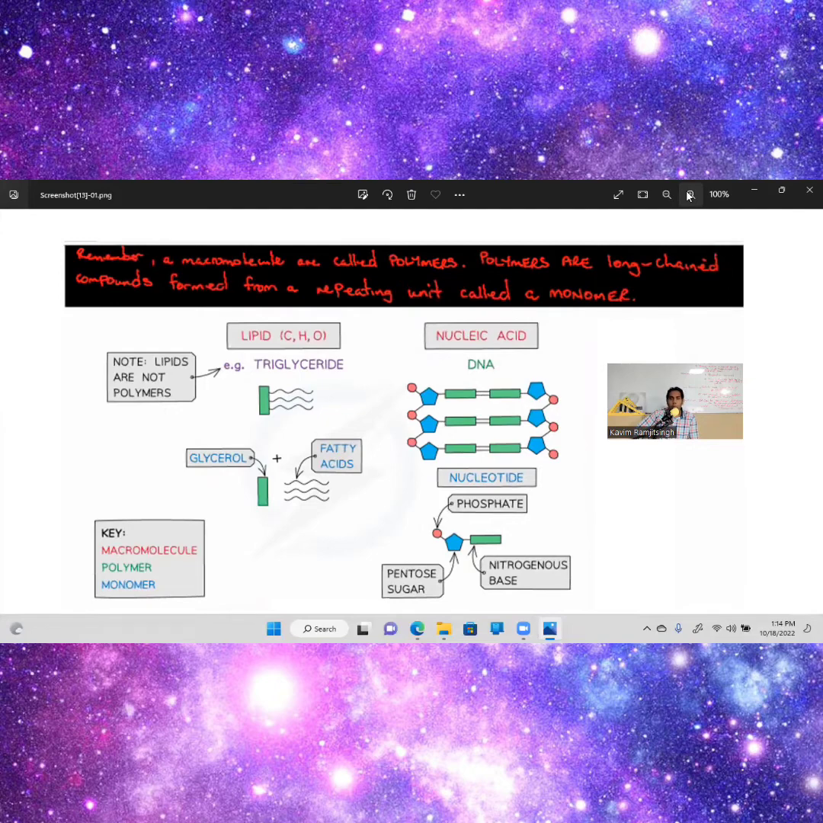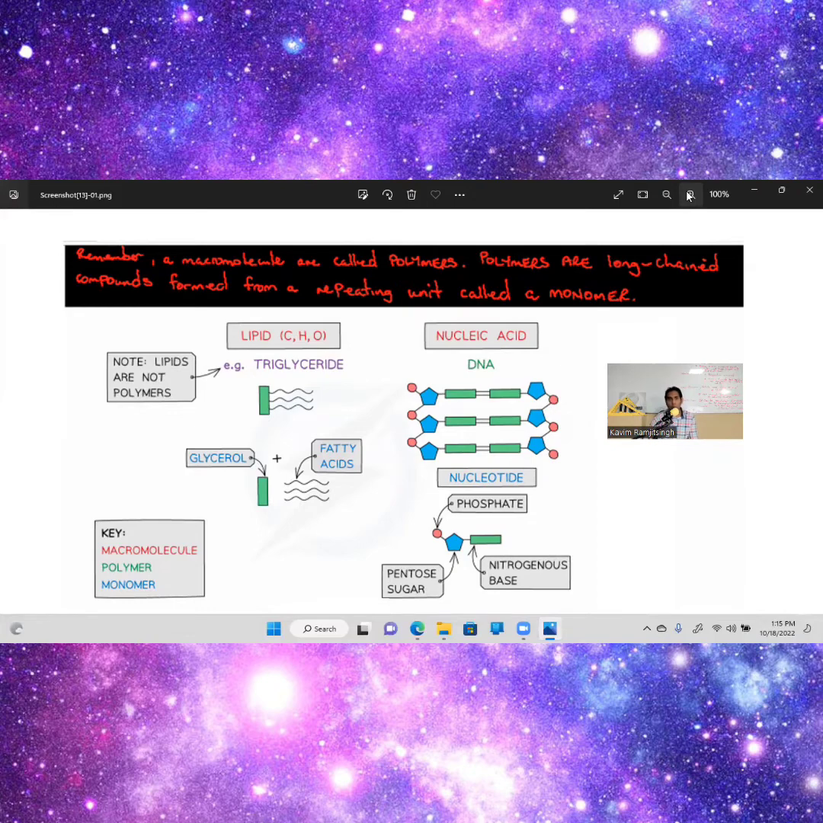Remember, that is a macromolecule, right? Long chain compounds formed from repeating units called monomers. And if you look at your lipids there, which is fats, the monomers will be your fatty acids and glycerol, right? Those will come together and form your triglyceride, right? And your nucleic acid there, we see it again, that is with your pentose sugar, nitrogenous base. Once those come together, it will form your nucleic acid.